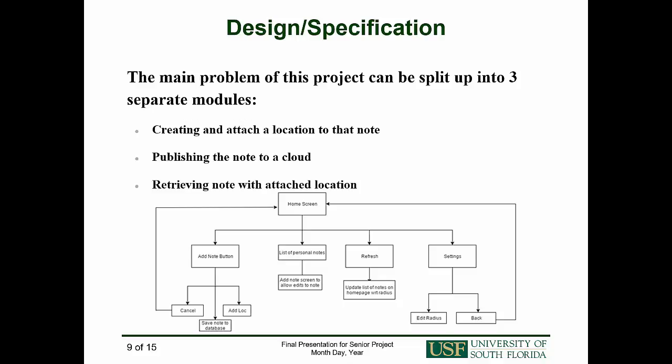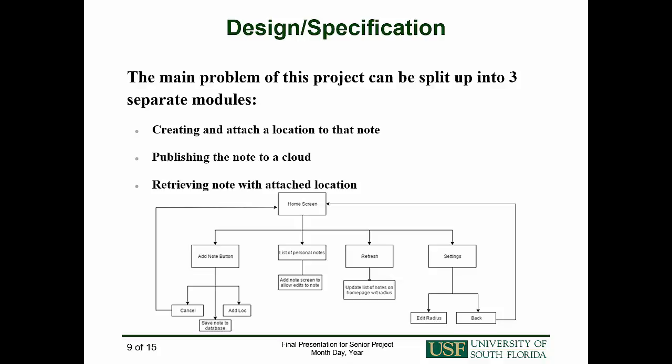Our application is split into three main UIs. A user creates notes and attaches a location to the notes. The notes are published into the online database, and notes should be retrievable with an attached location. So every note should have a location when retrieved back from the database.